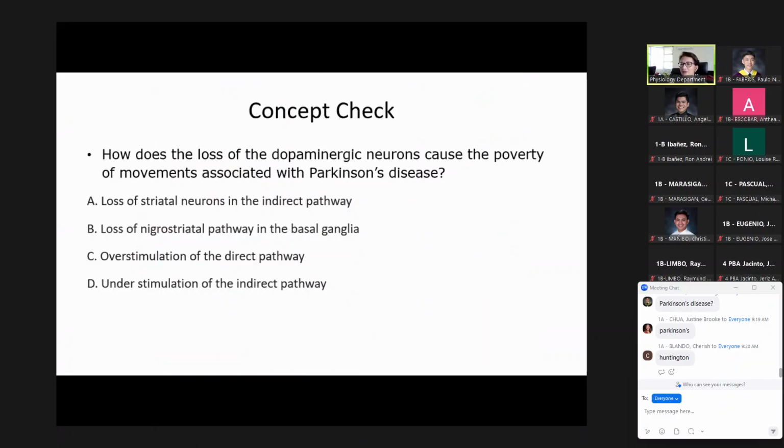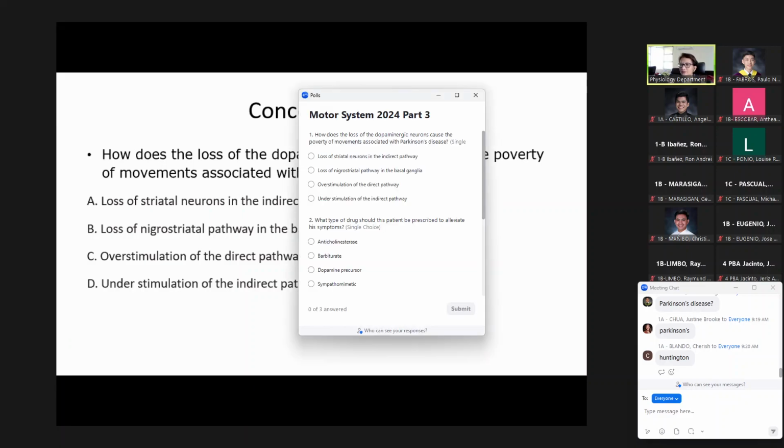So ito na ngayon yung ating next na poll. I hope you will be able to answer this after what we have discussed. Kaya lang ayaw mag-appear ng poll. We are now in part 3. Launch. Tingnan ko nga kung masasagot nyo ito. Binaligtad natin, nag-discuss muna tayo.